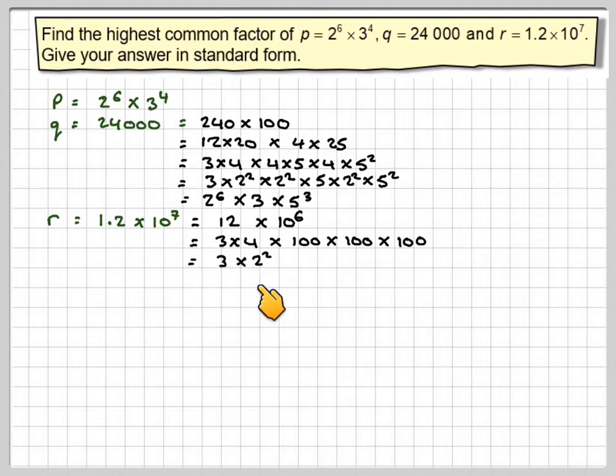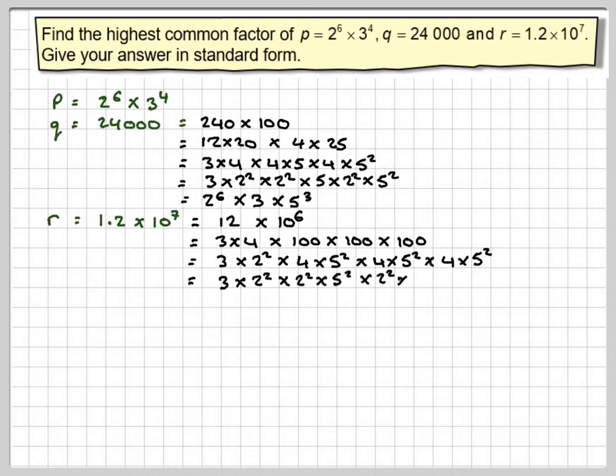So this becomes 3 times 2 squared. 100 is 4 times 5 squared. 4 times 5 squared, 4 times 5 squared from up here. We've already done it once before. And then the 4s will become 2 squared times 5, 2 squared times 5, and 2 squared times 5. And then we've got 2 to the 8 times 3 times 5 to the 6.